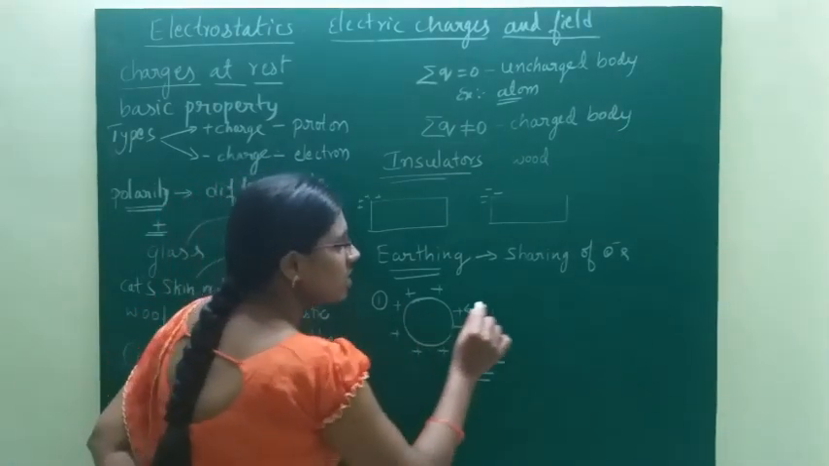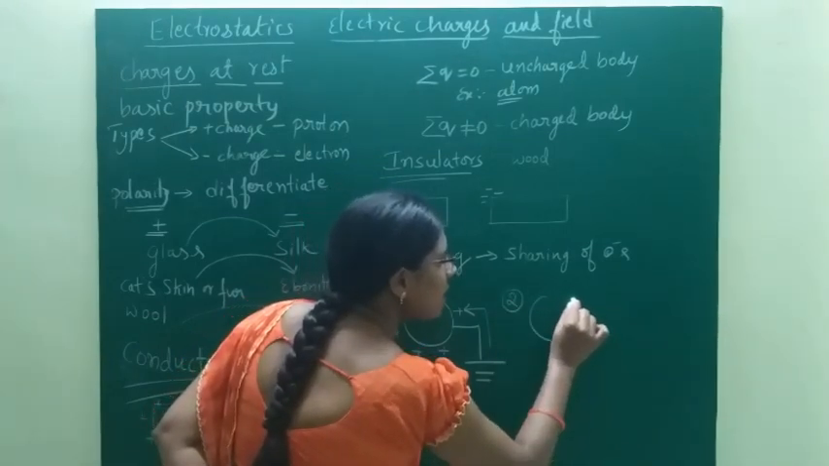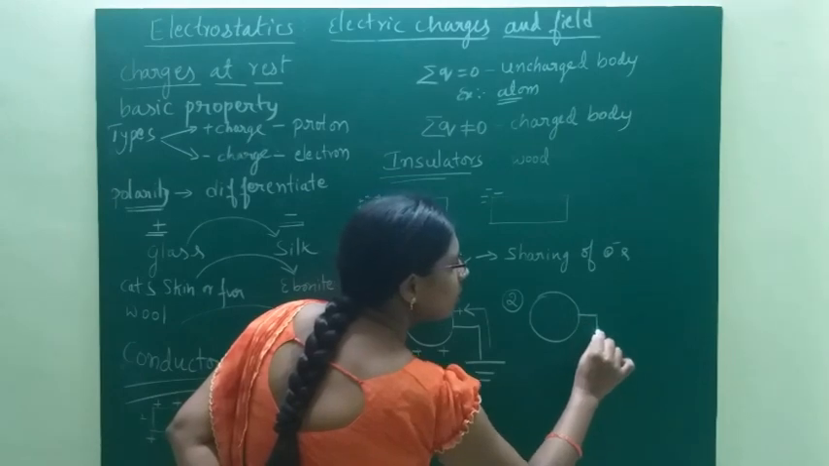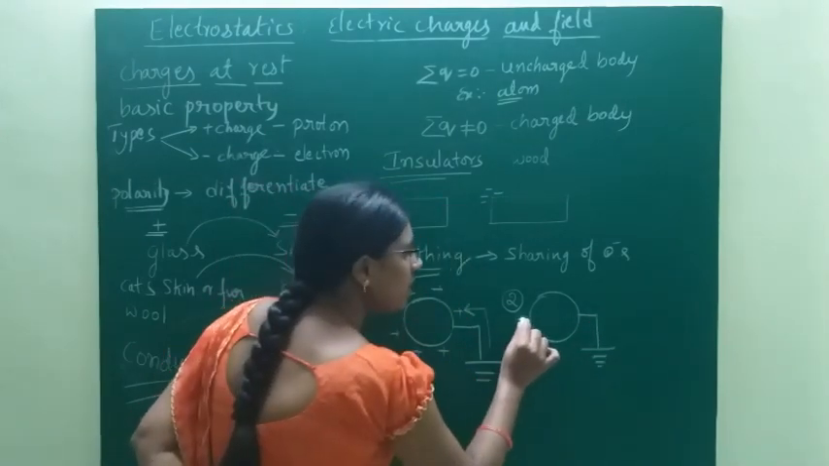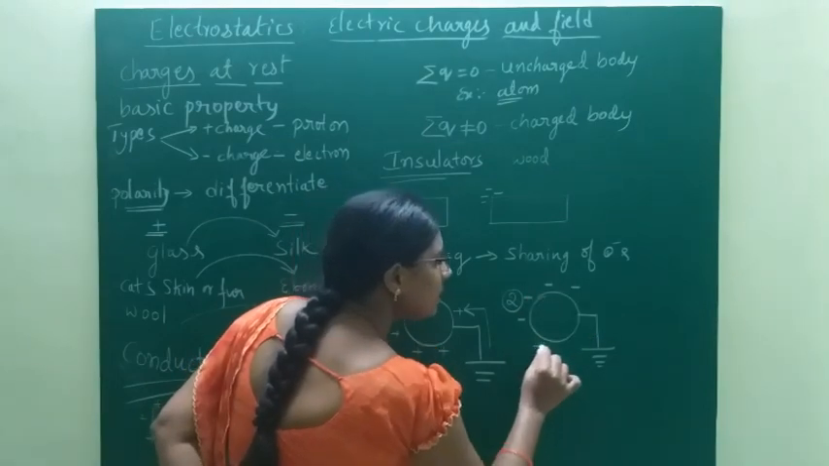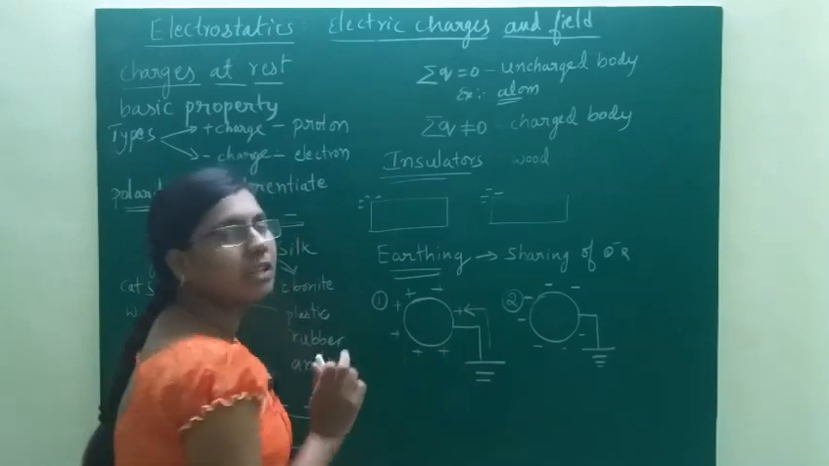In the same way, suppose you connect a negatively charged conductor to the earth. Here, a negatively charged conductor means excess electrons are there in the body.